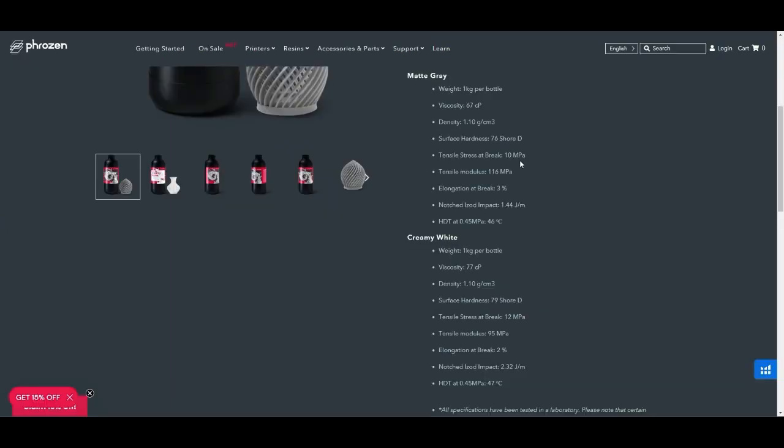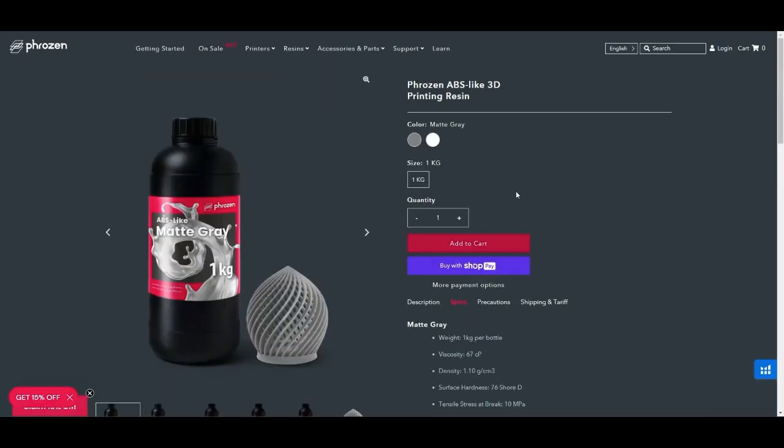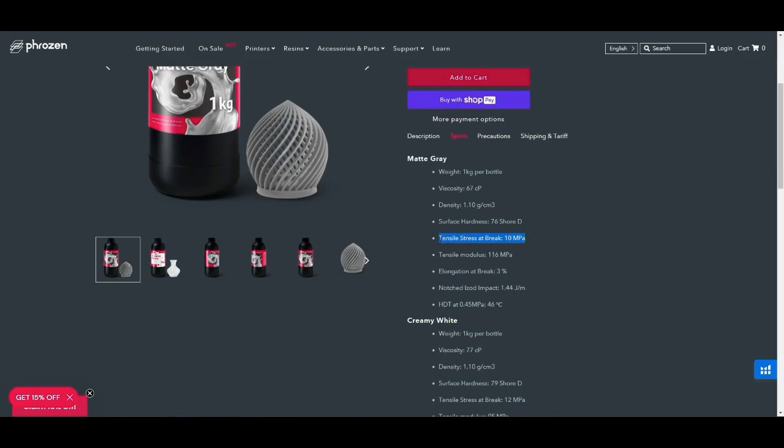I have another video where I show you how I test it. For comparison, I tested a Phrozen ABS-like 3D printing resin. My result is 8.2 MPa, so it's really close to their testing.